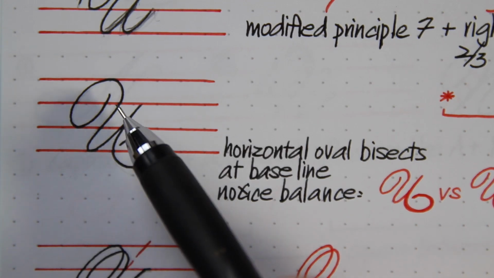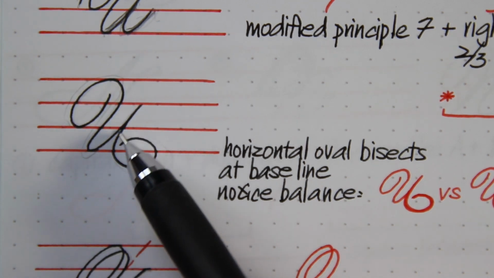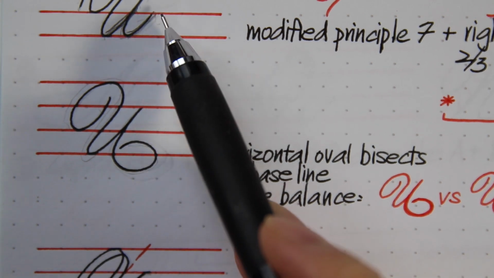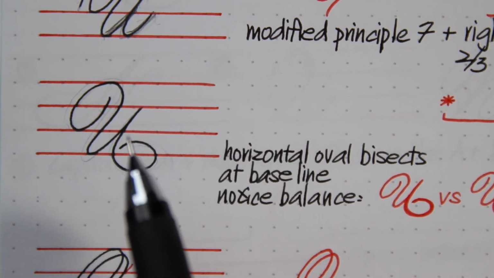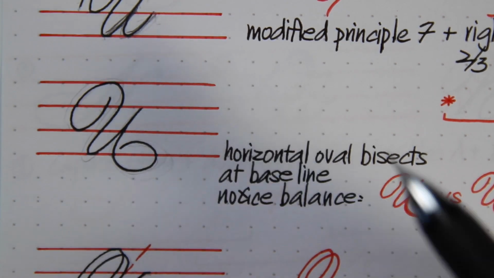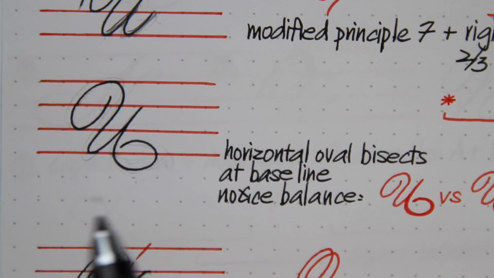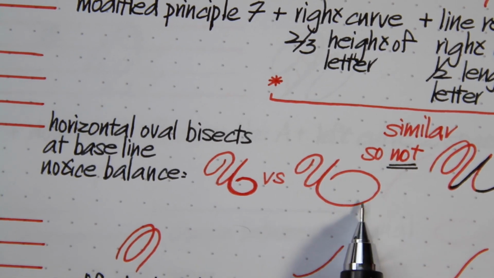You can certainly again substitute the principle 7 with an oval loop and a horizontal oval instead of the right curve up. When you do this, take care of balance, just like in the previous examples. You want your horizontal oval to bisect the baseline, but you don't want something like this.